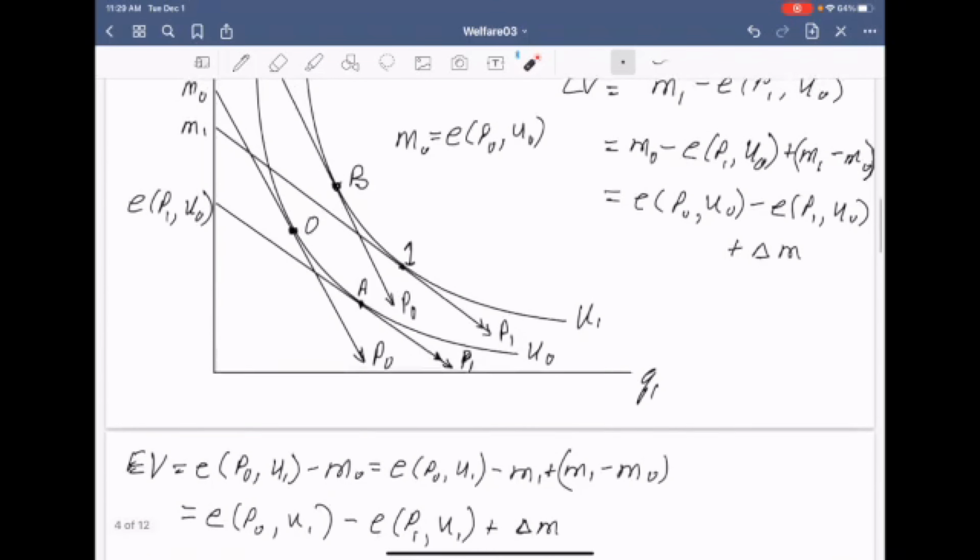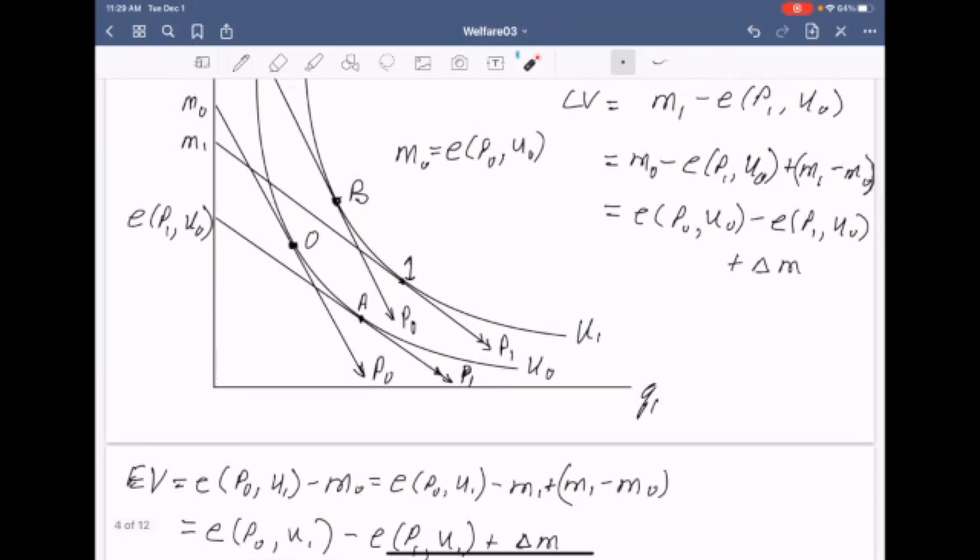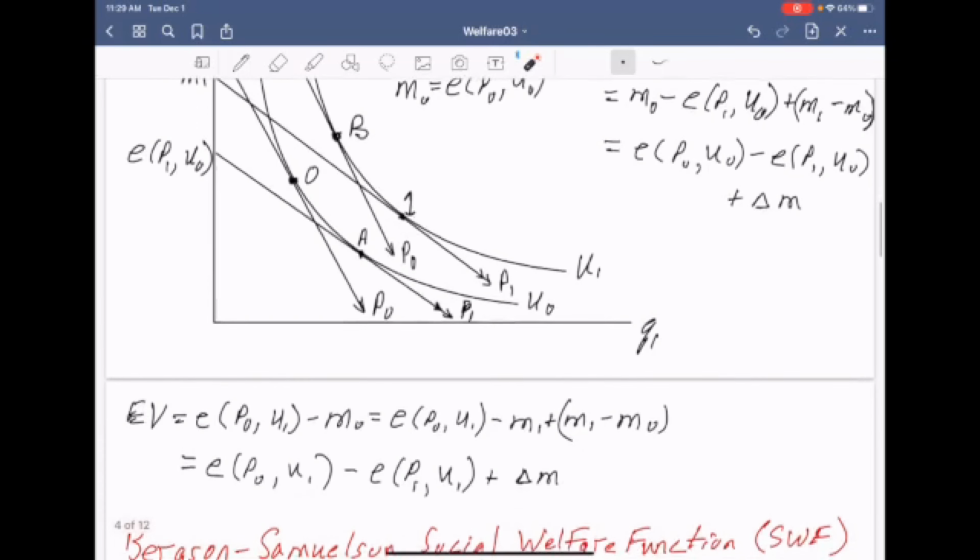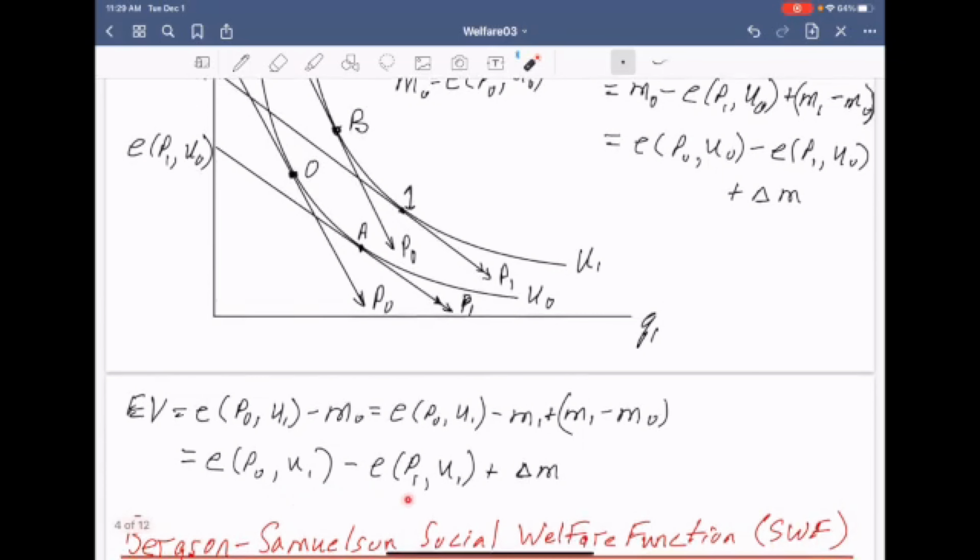The equivalent variation says that we look at the current prices, and we look at the future utility, and we subtract from it M0. And again, we do the same thing. In this case, we subtract M1 and add M1 back, and this gives us, when we sort it out, this thing here, because M1 is simply the expenditure function P1 U1. So this is our equivalent variation measure.